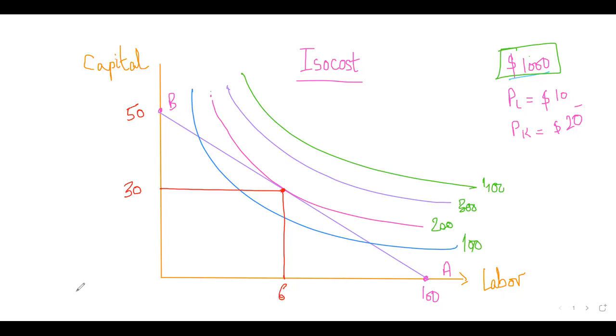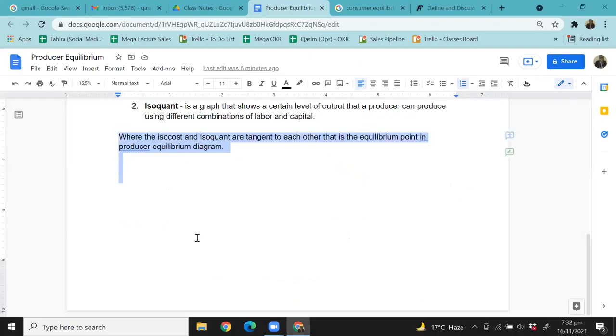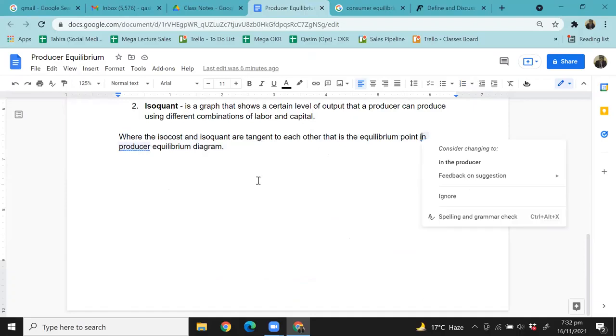Is this making sense? Is this clear? So this will be the equilibrium point where your isocost and isoquant are tangent to each other, right? Where the isocost and isoquant are tangent to each other, that is the equilibrium point in the producer equilibrium diagram. Is it making sense? Okay, now we'll move forward from here.